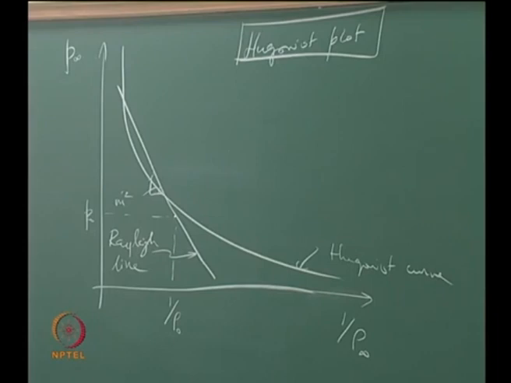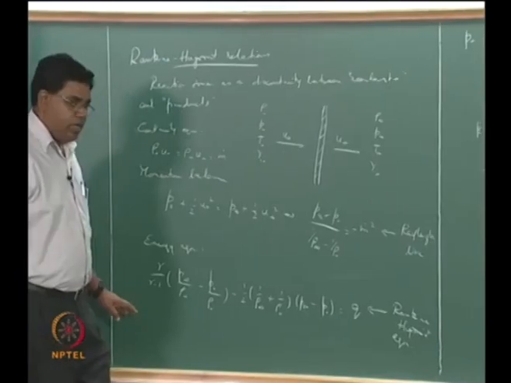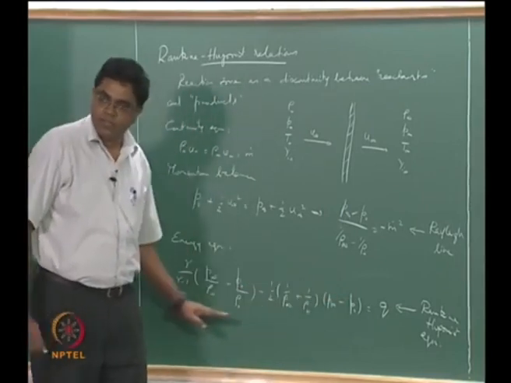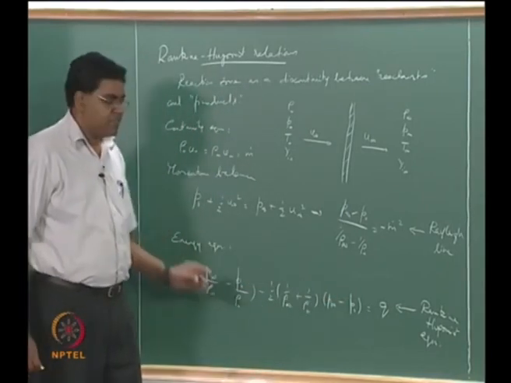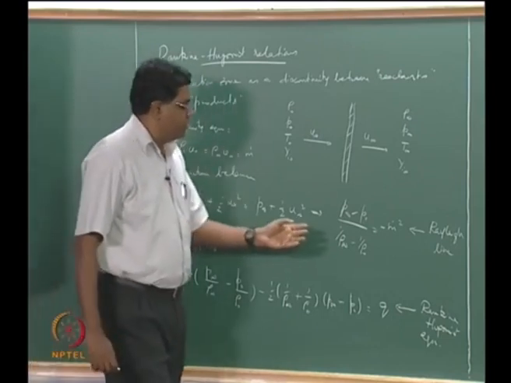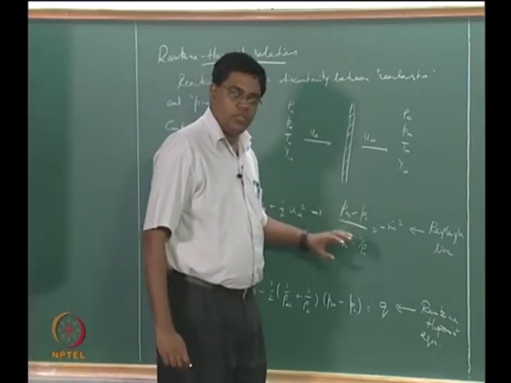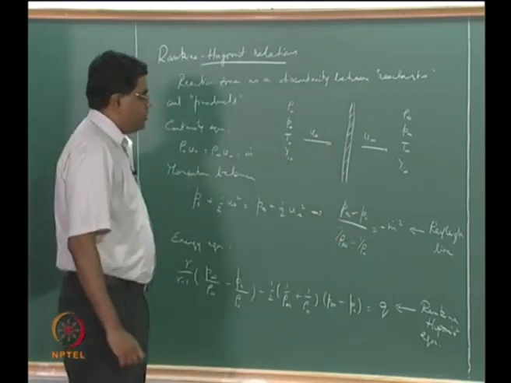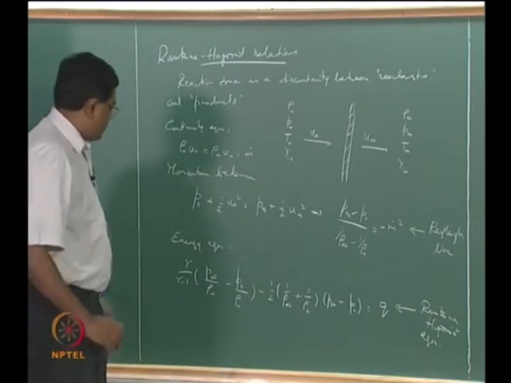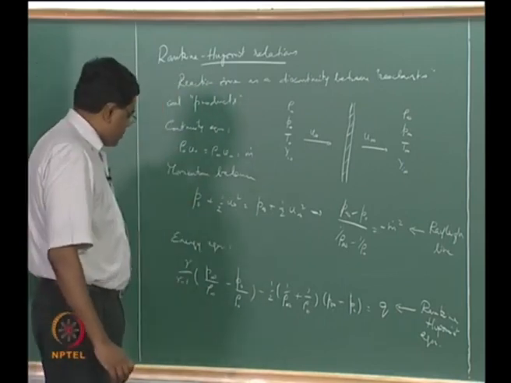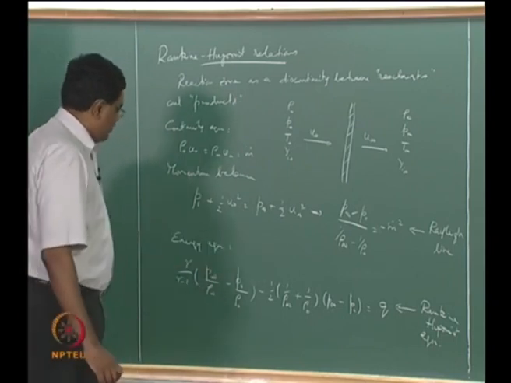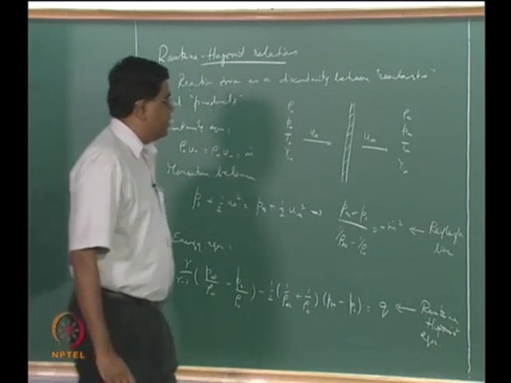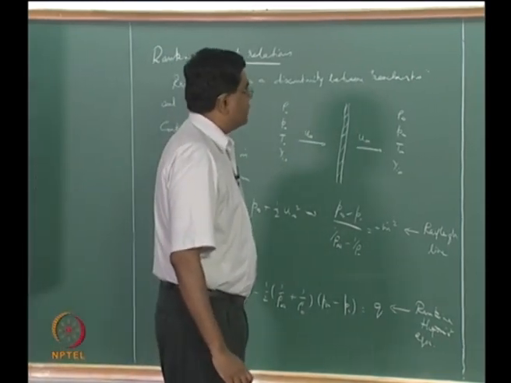And the Hugoniot does not involve any m dot. In other words, it is a purely thermodynamic curve. So the flow information is actually buried in the Rayleigh line, which is a combination of continuity and momentum together. So that carries the flow information, whereas the thermal energy equation effectively is not carrying any flow information.